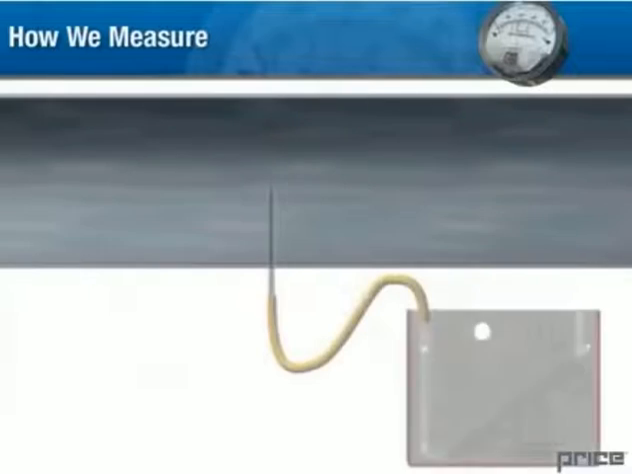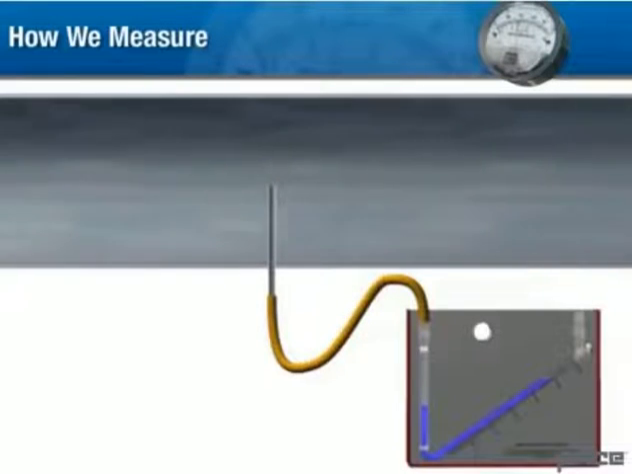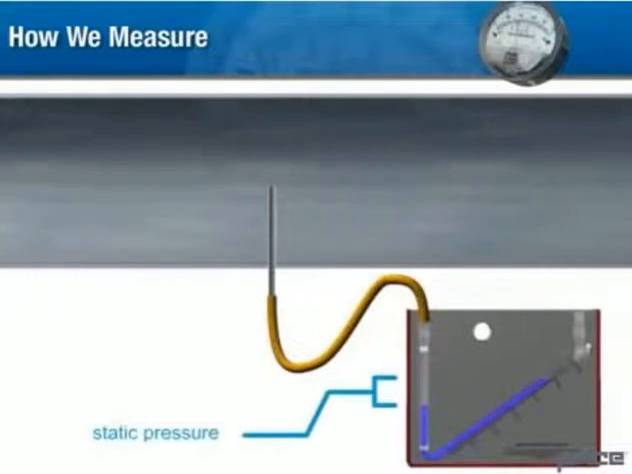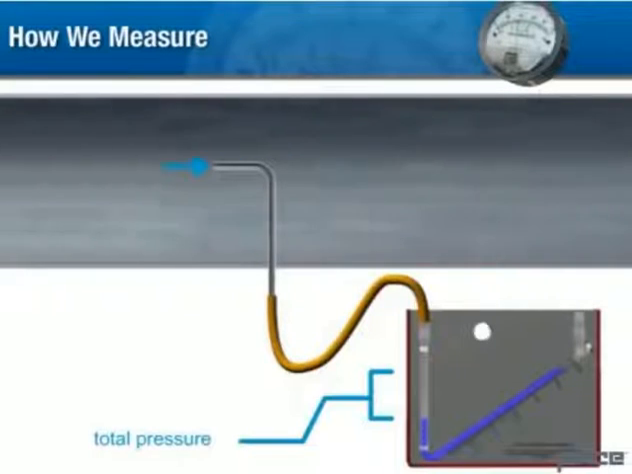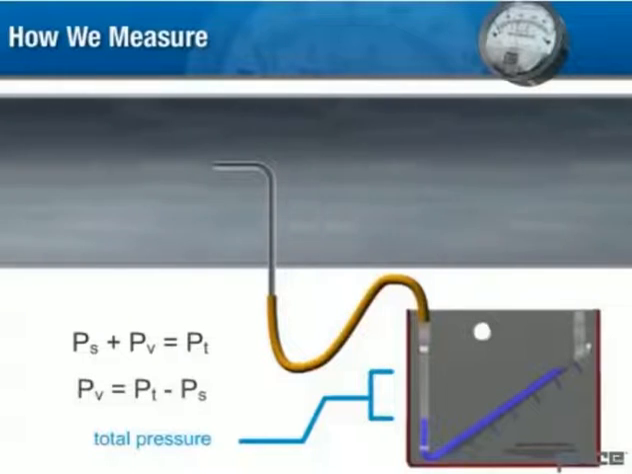If we insert a tube into a duct at 90 degrees to the airflow, we can measure the static pressure. Because of this positioning, the velocity pressure has no effect on the pressure measurement. If we insert a tube into the duct facing the airflow, we can measure the total pressure, which is the effect of the static pressure plus the velocity pressure. Again, note that the static and velocity pressure combine to create total pressure. So, to arrive at a measurement of the velocity pressure, we must subtract the static pressure from the total pressure measurement.